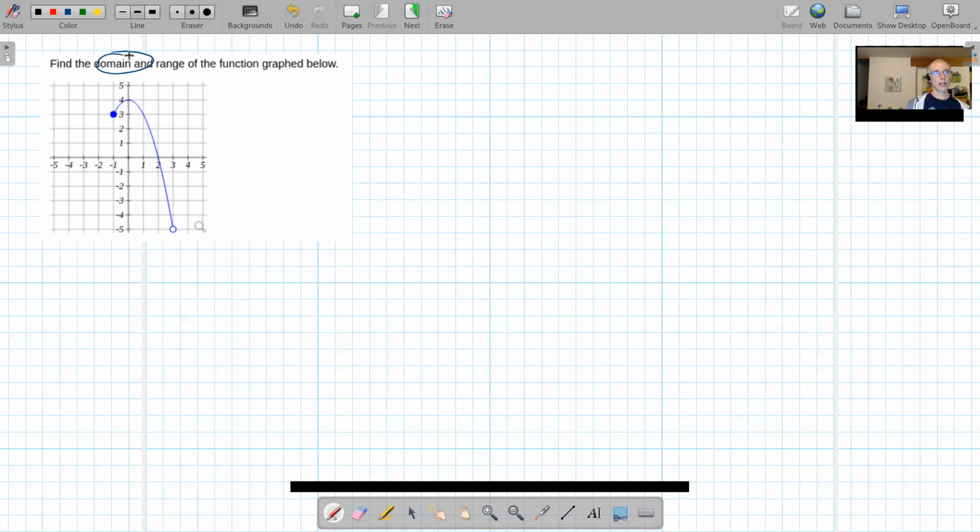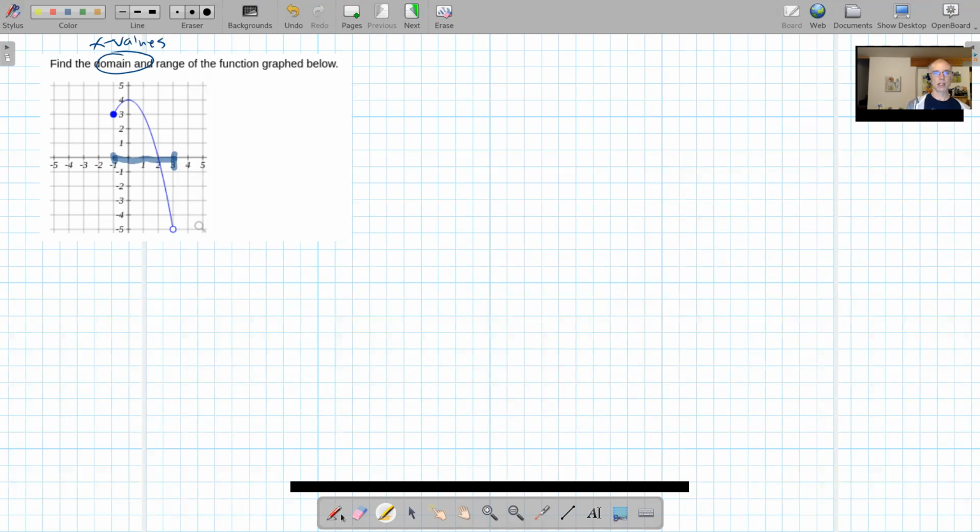Domain are your x values. What x values are allowed here? And if we look at this, we can see the leftmost x value appears to be -1 and the rightmost x value appears to be 3. Because of the solid point here, we get -1. Because of the open point there, we don't get +3.